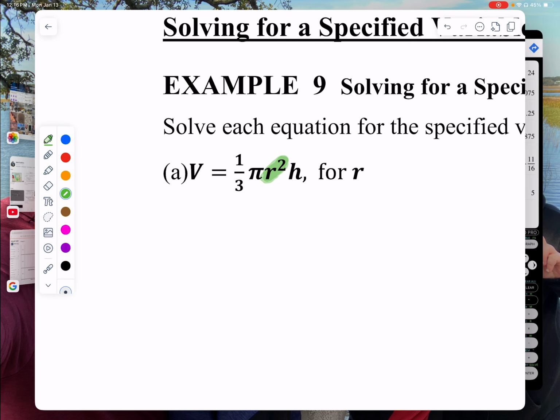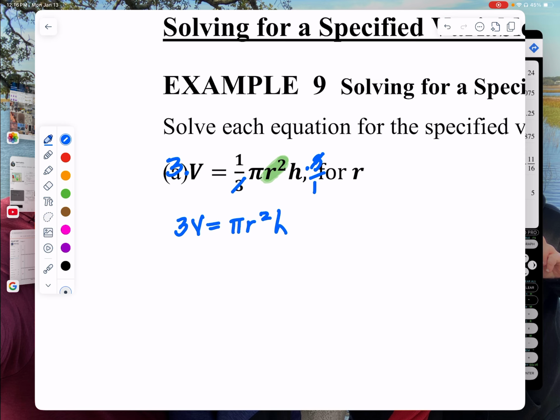Well, first thing I notice is I've got a fraction. I want to get rid of my fraction. I don't know if you remember how to get rid of fractions the easy way. We talk about flipping and multiplying. So I could write that as 3 over 1. You don't even have to put the over 1. So if I just multiply by 3, do you see how those 3's cancel? So whatever I do on the right-hand side, I've got to do on the left. So I'm going to multiply by 3 or 3 over 1. So I'm going to have 3v is equal to pi r squared h.